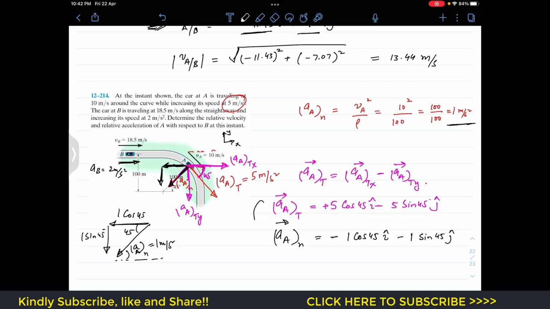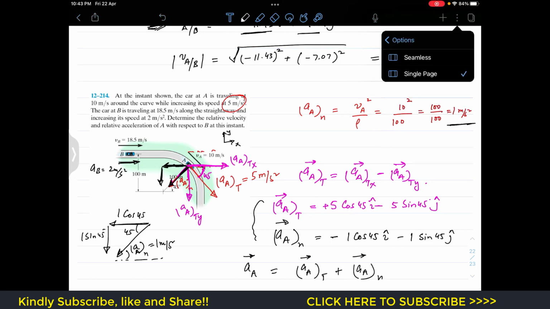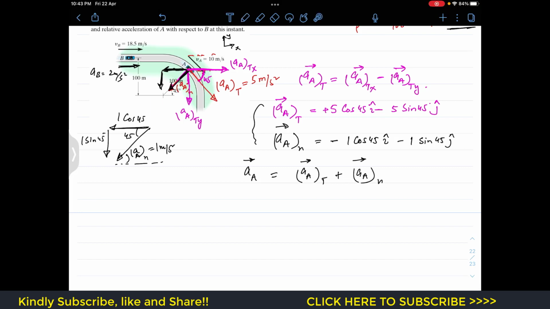Now if you want to find the Cartesian vector representation, we have to add both of these. We want to have the Cartesian vector of the acceleration of A along the x and y, so we have to add the tangential acceleration vector plus the normal acceleration vector. So this will be the acceleration of A along the x and y coordinate system. So now we can write that AA.